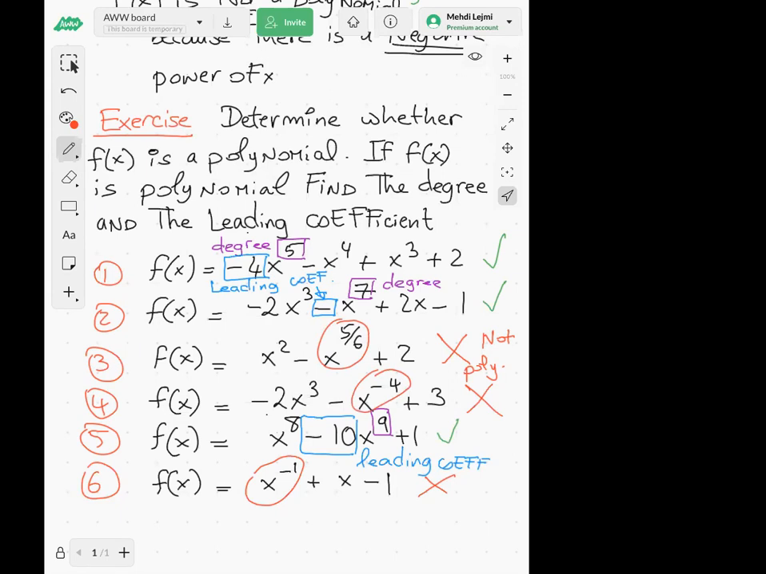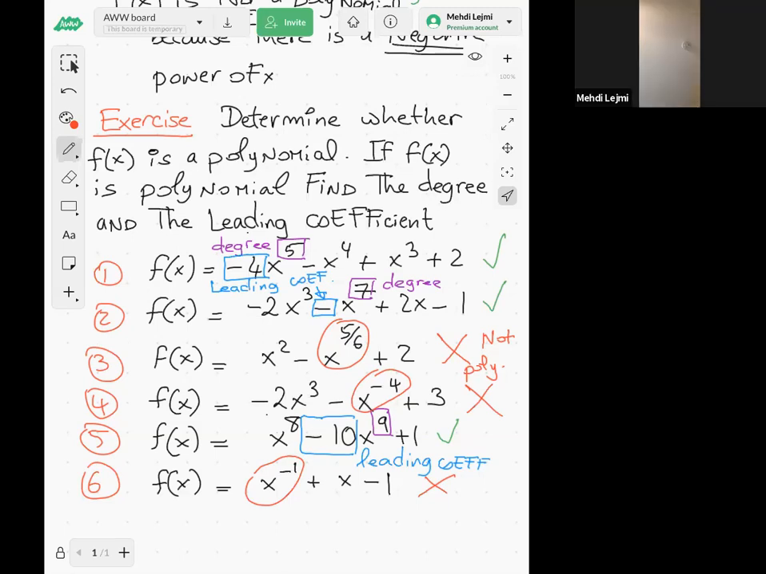Professor, so basically any fraction or any negative number as a power means it's not a polynomial? Yeah, whenever you have a power which is a fraction or a negative number, then it's not a polynomial. Yeah, absolutely.